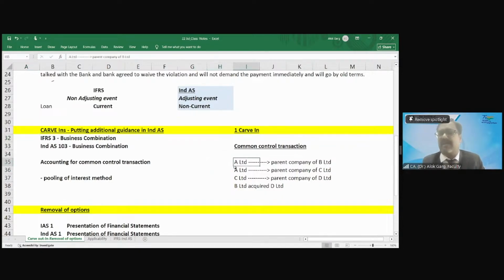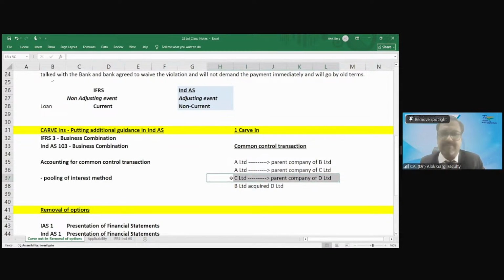What is a common control transaction? For example, A Limited is a parent of B Limited. A Limited is also a parent of C Limited. Which are the two subsidiaries of A Limited? B and C. Right? And D Limited is a subsidiary of C Limited. You're right, Megha. So B and C are the children of A Limited, and D Limited is the subsidiary of C Limited. So what is the relation between A and D? A becomes the grandfather and D is the grandchild, right?